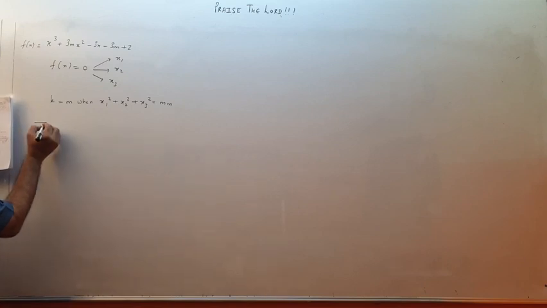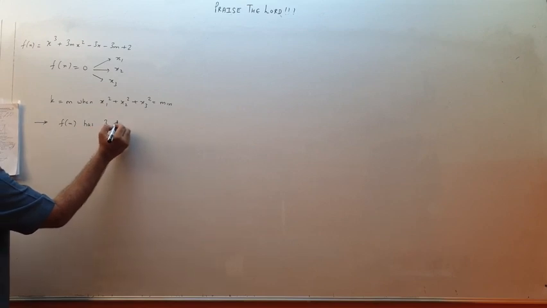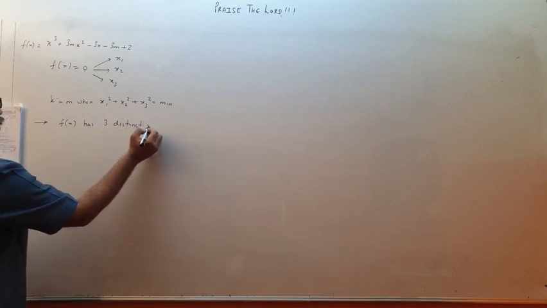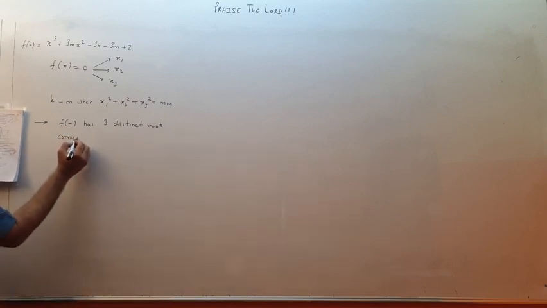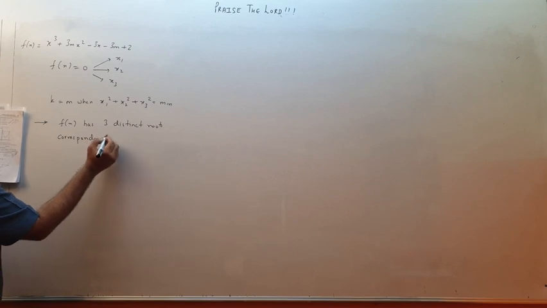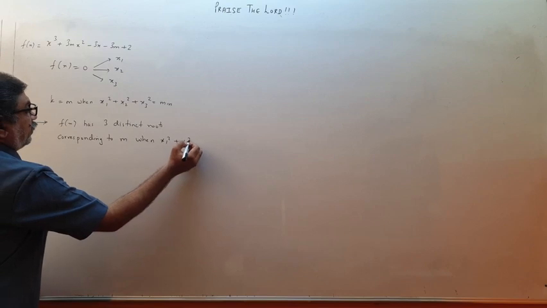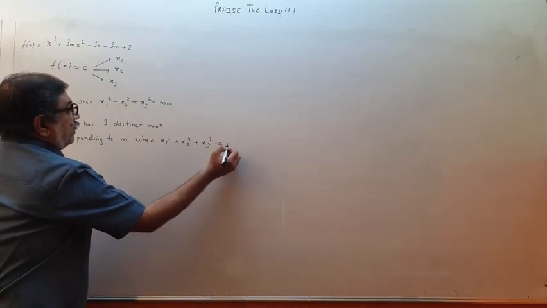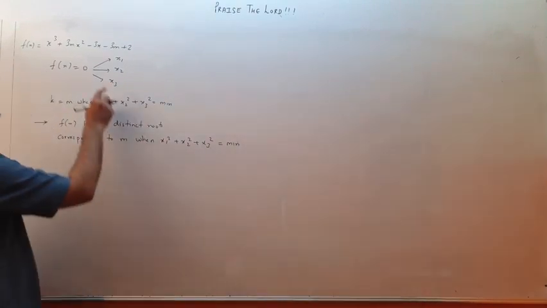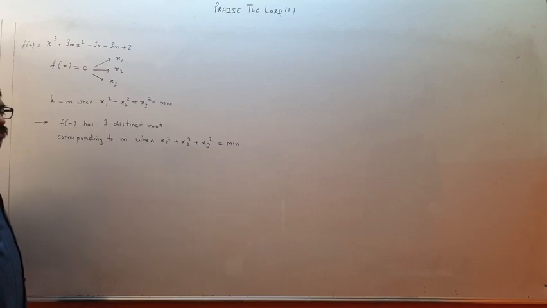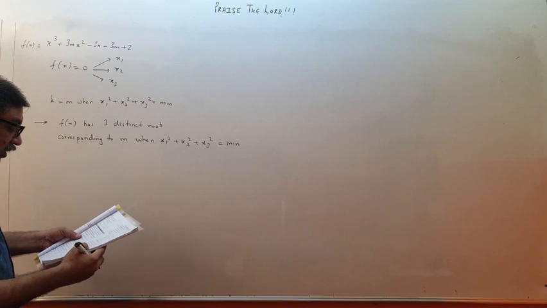Which of the following options are correct? f(x) has 3 distinct roots corresponding to m when x1 square plus x2 square plus x3 square is minimum. Means whenever this is minimum for whatever value of m, that value of m we have to put over here and then find the roots, and we have to check whether those 3 roots are distinct or not. That is the meaning of the question.